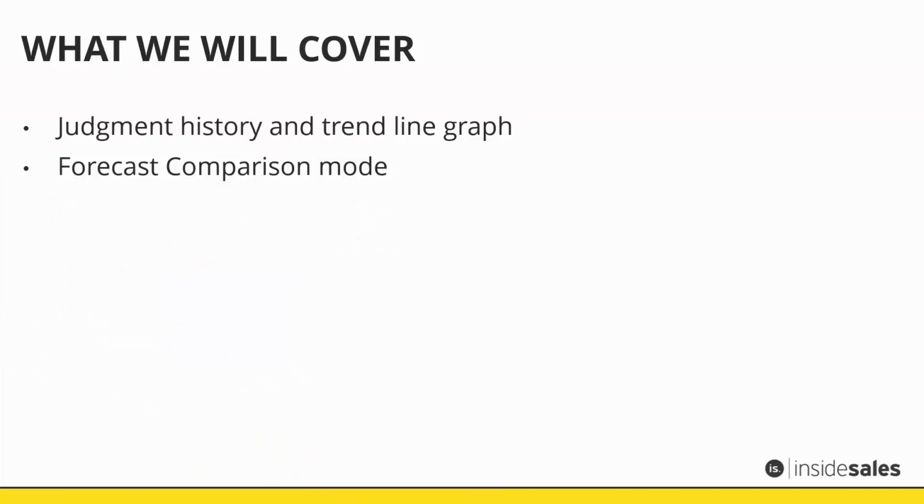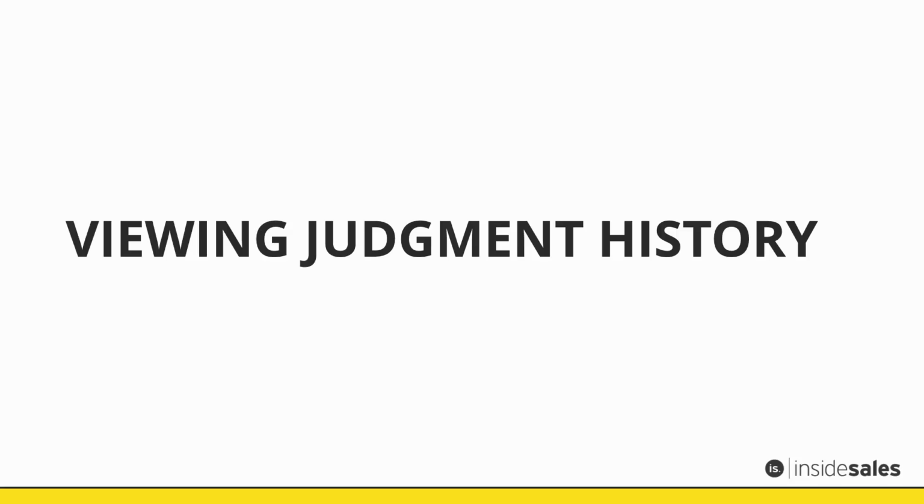This video will walk you through the process of viewing judgment history and the trendline graph, and reviewing past locks using forecast comparison mode. At any level of the hierarchy, it's possible to see the history of all judgments that have been entered on that line by clicking inside the yellow judgment box. The person's name, the value of the judgment, and any associated comments are kept.